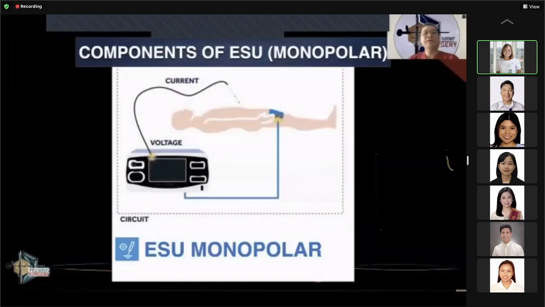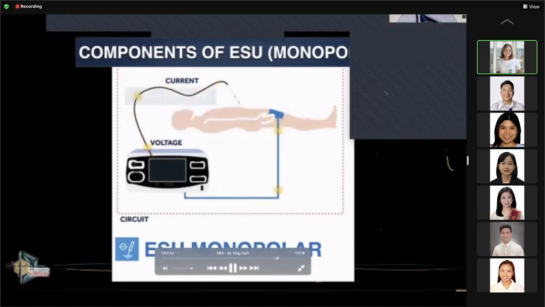Okay, so this is what happens in a monopolar system. The current passes through the patient and returns to the machine. So there's a circuit. Anything that is within that circuit has electricity. That's why if the patient is wet, it can give you burns in tissues or areas that are not usually in the operating field. That's why you have to be very careful with this.